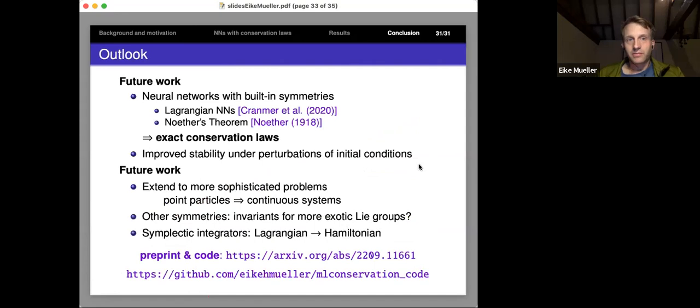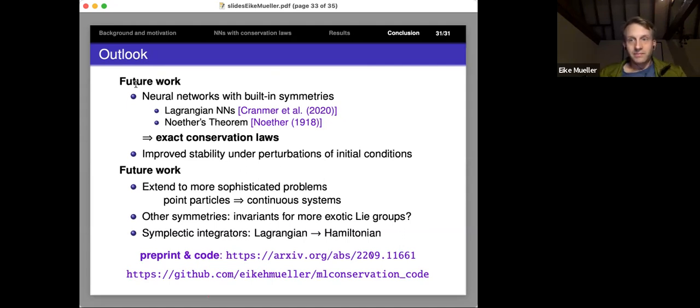Okay, so that brings me to my conclusions. That shouldn't be future work, that should be just a conclusion. I talked about neural networks with built-in symmetries, and I used this combination of Lagrangian neural networks and Noether's theorem to build exact conservation laws into the networks. I also showed that that leads to improved stability under perturbations of the initial conditions, which is, of course, a property that you always want when you train these networks to simulate dynamics.